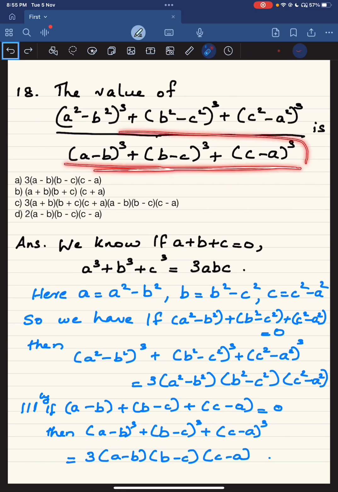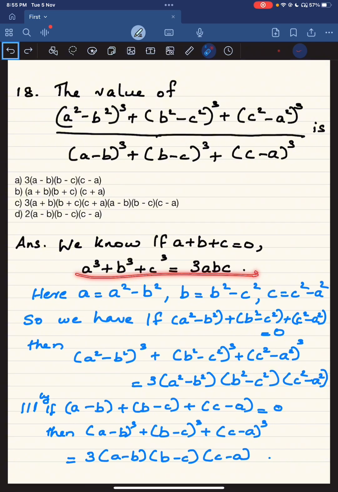So for that, what we have to do? We have to substitute a equal to a minus b, b equal to b minus c, c equal to c minus a in this identity. So what will we get? (a minus b) whole cube plus (b minus c) whole cube plus (c minus a) whole cube is equal to 3 into (a minus b) into (b minus c) into (c minus a). Right?